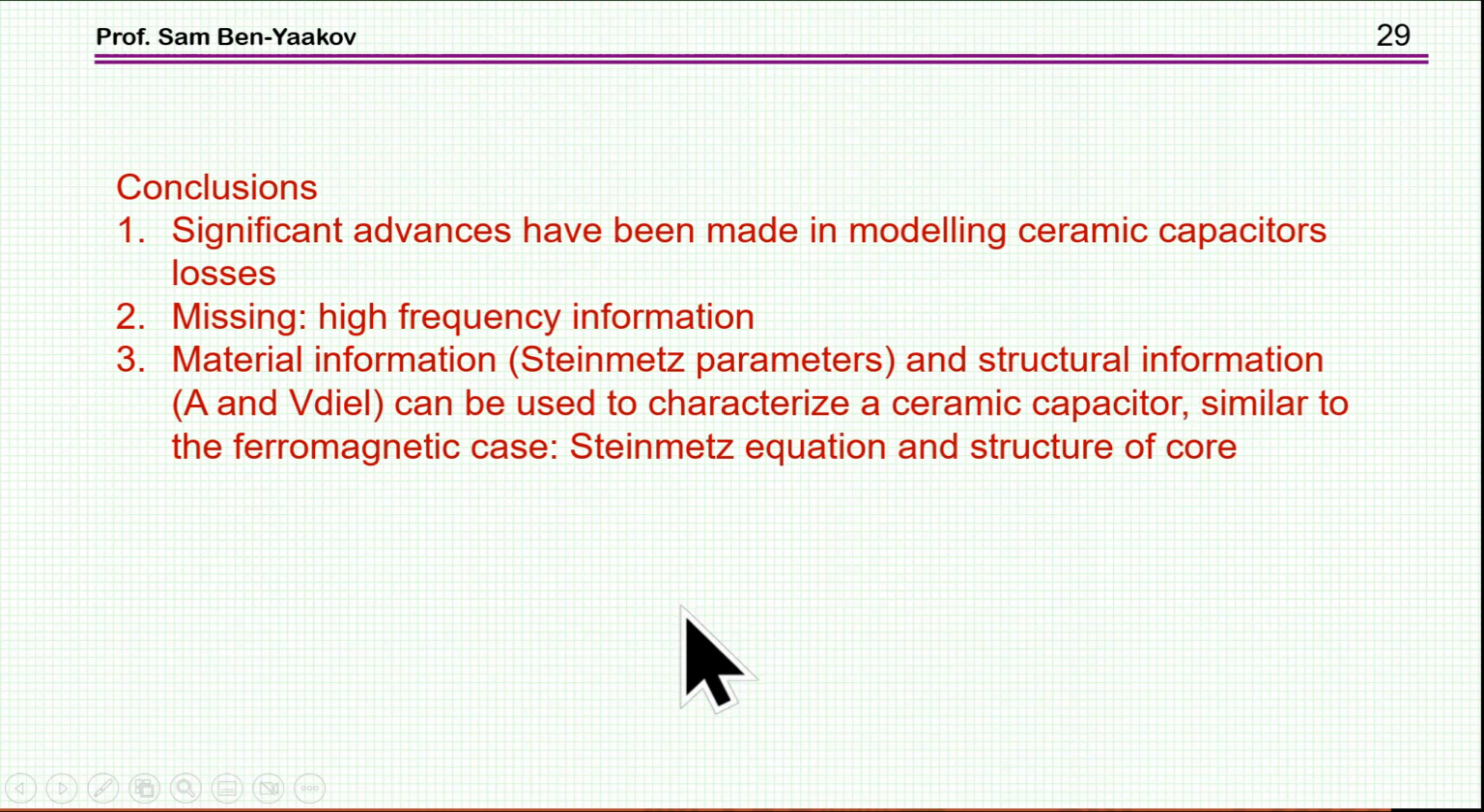And this is, of course, very similar to what we have in the ferromagnetic case, in which we have the Steinmetz equation on one side, and then we have the structure of the core on the other side, and combining the two, we can estimate the total loss that we'll have in an inductor or a transformer.